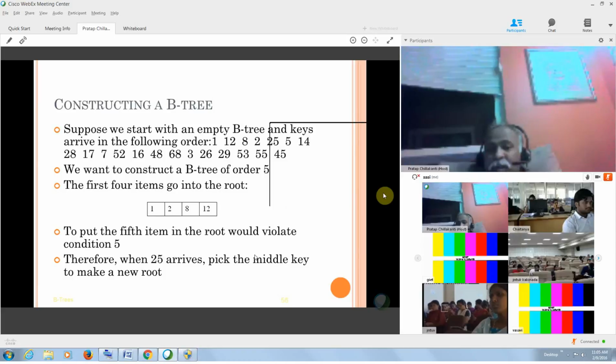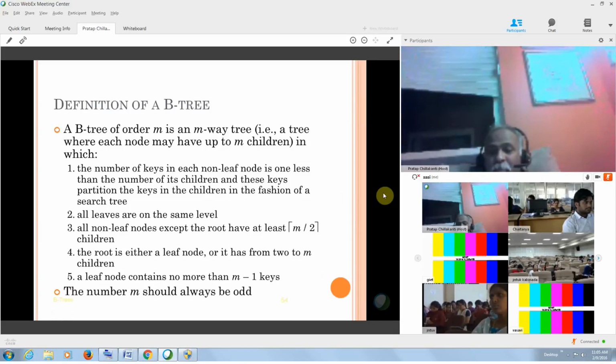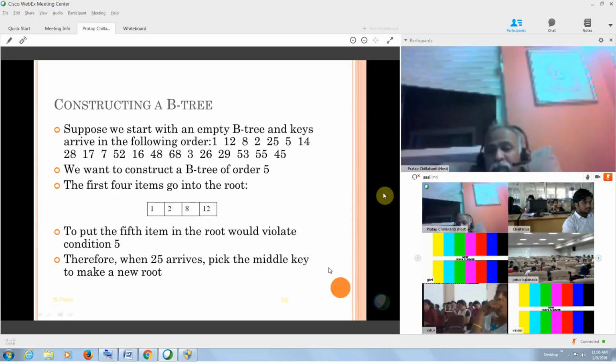Now you cannot put the 5th item in the root. What is the 5th item coming? 25. Okay? Now you cannot put it in the root. Why? It is violating a condition. What was that condition that it's violating? If you go back, you can see it. See that? Leaf node contains no more than m-1 keys, right? When there is only one node, root and leaf are the same, right? So it cannot contain more than m-1. It's going to violate that. So since it's going to violate that, you cannot put that in the leaf.